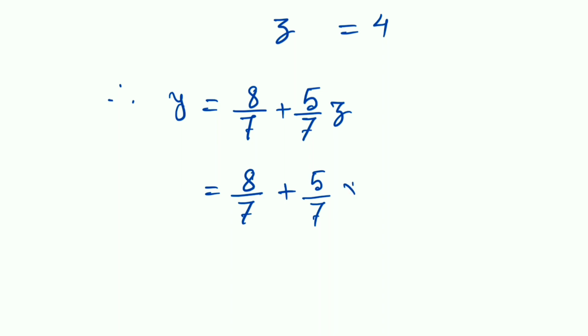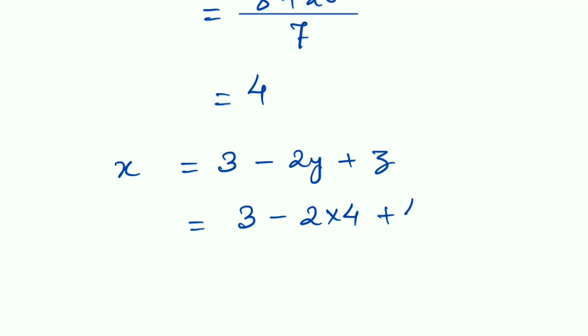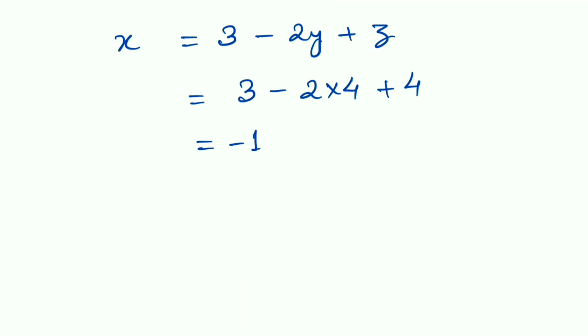y will be equal to 8 by 7 plus 5 by 7 into 4, which is 28 by 7, that is 4. Then x is 3 minus 2 into 4, since the value of y is 4 and z is also 4. It will give us, after simplification, minus 1. Therefore, x is equal to minus 1, y equal to 4 and z equal to 4. Hence, we obtained a unique set of solutions for the given set of equations.